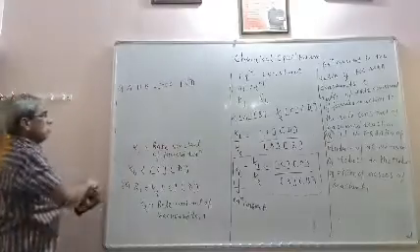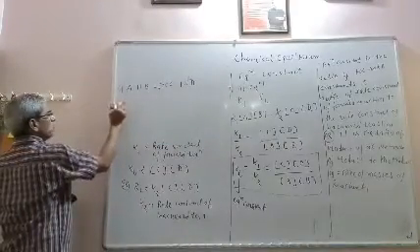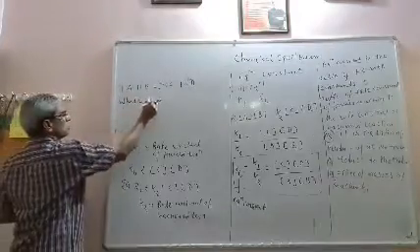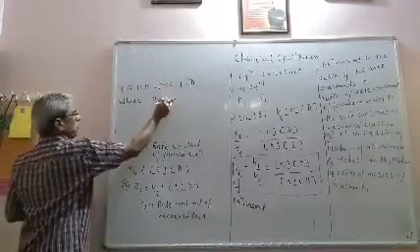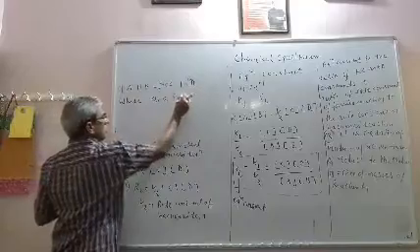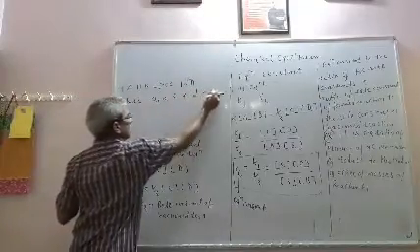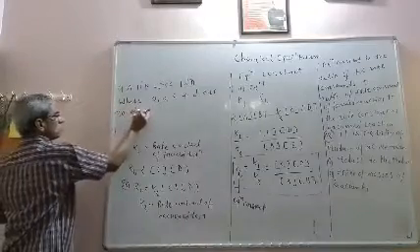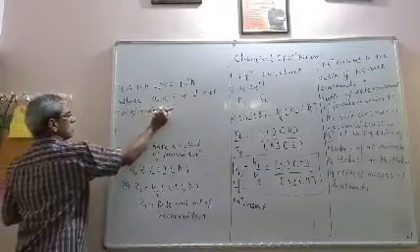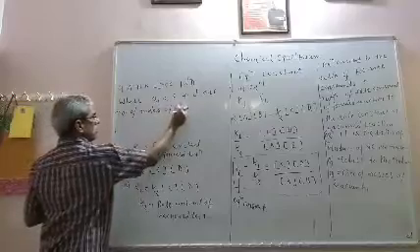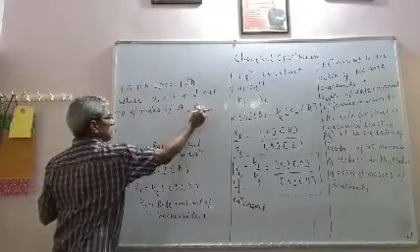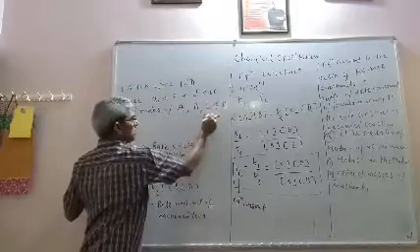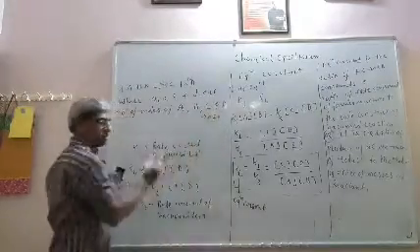I will write in short, where small a, b, c and d are number of moles of capital A, capital B, capital C and capital D respectively.